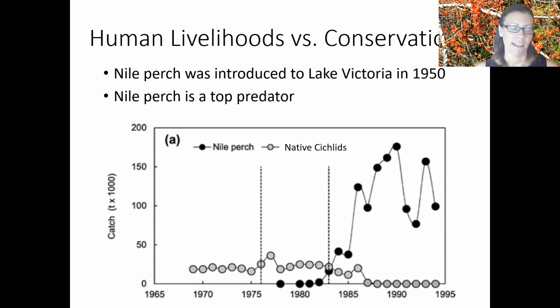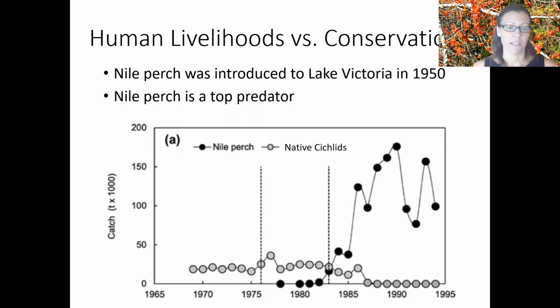So really, and fish also, land is a pretty big barrier for a fish. So it's hard for a fish to get to an inland lake unless it's introduced by people. The Nile perch is a top predator, which means it eats all of the smaller fish. It's got a big mouth, so it can fit pretty large fish into its mouth to eat them.